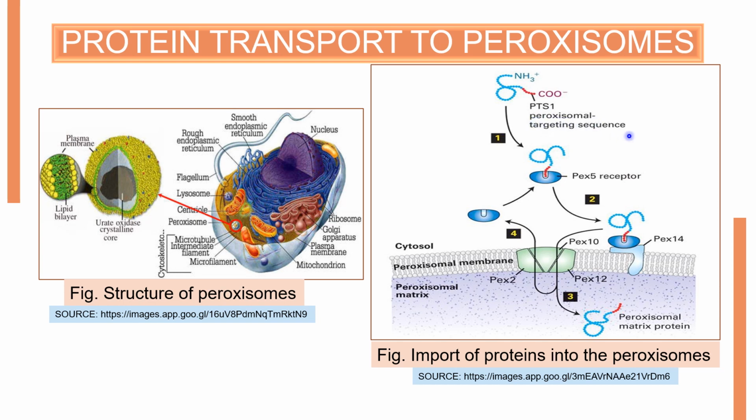PTS in peroxisomal transport proteins are bound by PTS receptors. Here in this case, the PEX5 receptor acts as the PTS receptor and it binds with the PTS in the cytosol itself. It then interacts with PEX14, which is a part of the translocon responsible for the import of the protein. This interaction leads to the import of the protein into the peroxisome and releases the receptor back into the cytosol.